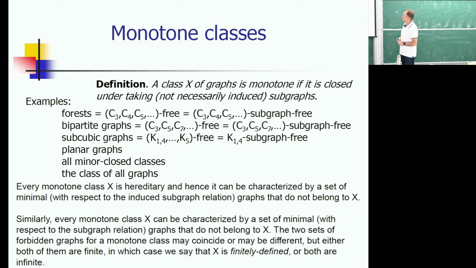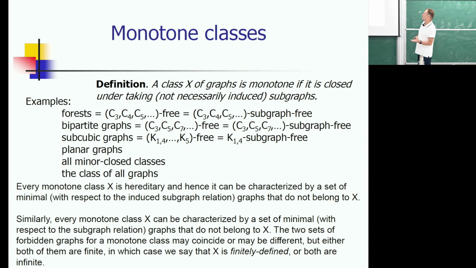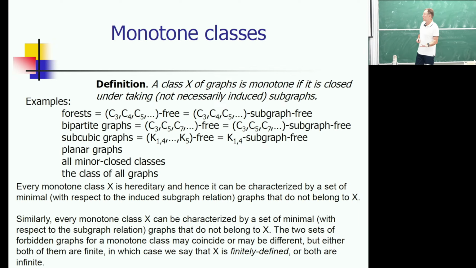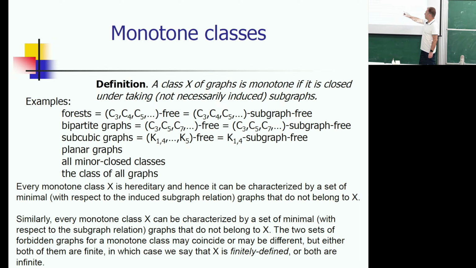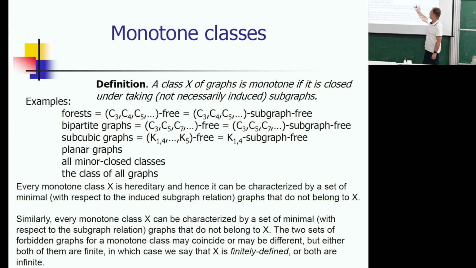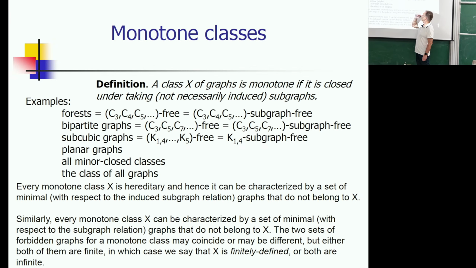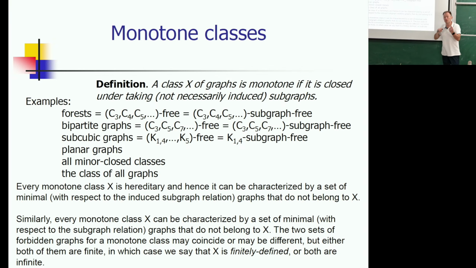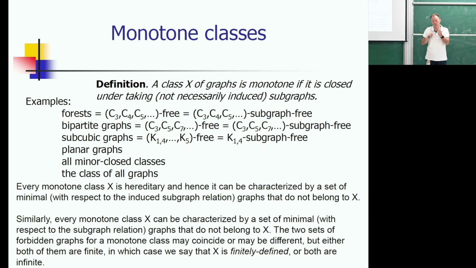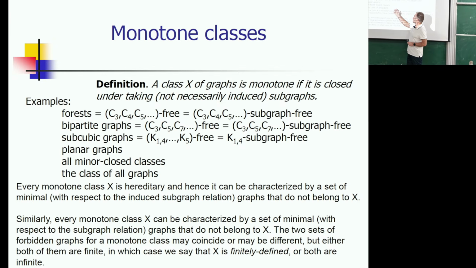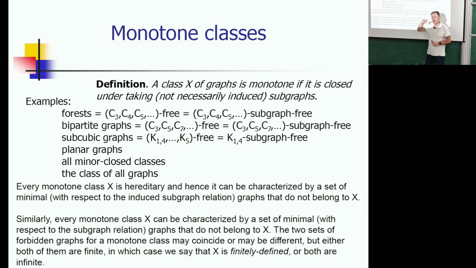The same story for bipartite graphs, where we forbid, either as induced subgraphs or as subgraphs, all cycles. But for the subcubic graphs, graphs of degree at most 3, the two sets are different. In the case of forbidden subgraphs, we just need to forbid K_{1,4}, the only minimal graph with a vertex of degree 4. But if we want a forbidden induced subgraph characterization, we have in total 11 forbidden graphs, obtained from this one by adding some edges.